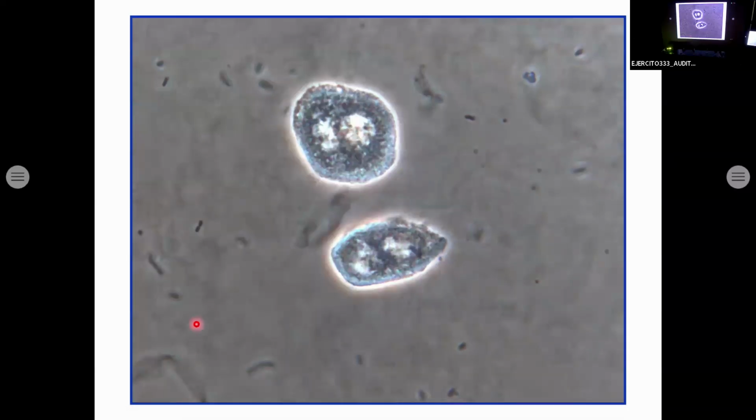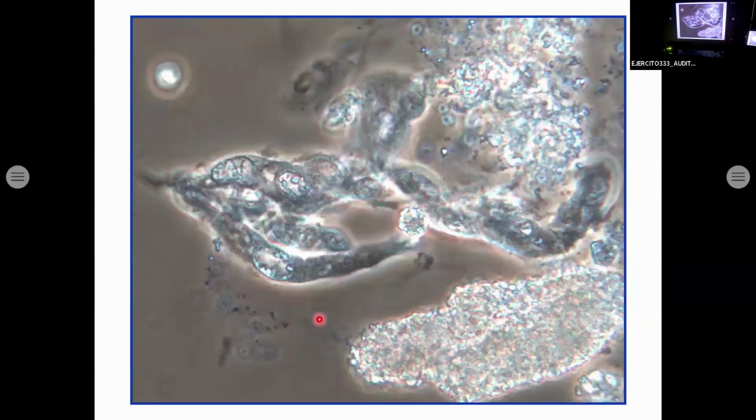Again, binucleated cells, large cells. And here an aggregate of very unusual cells, unusual for morphology, and very large nuclei. Thank you for your attention. I finished at last.